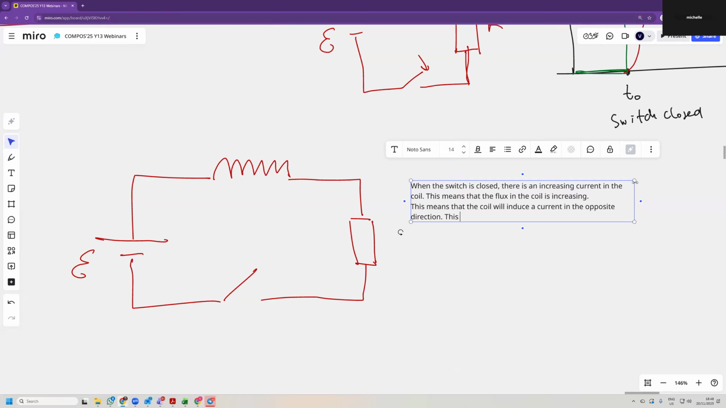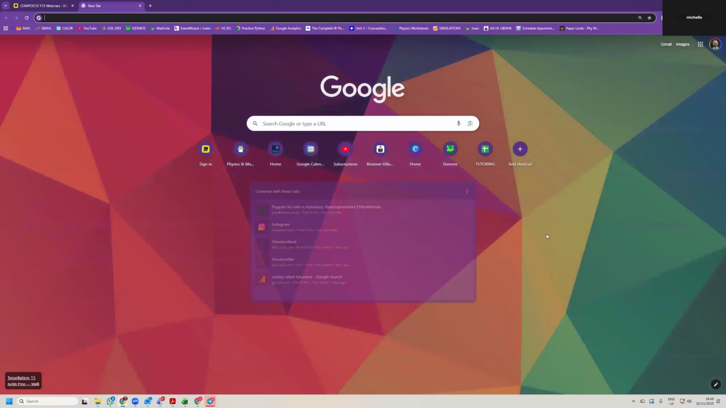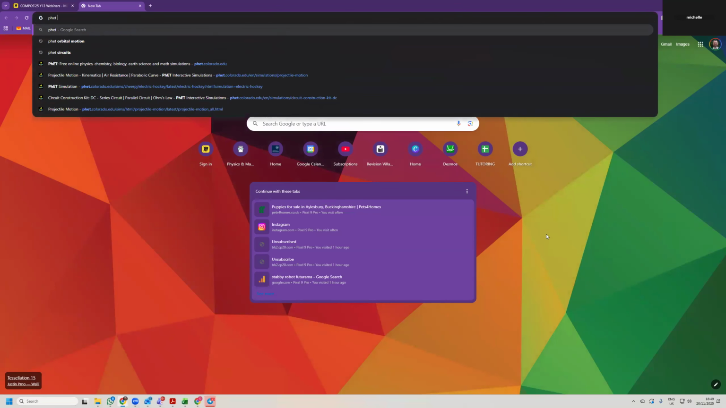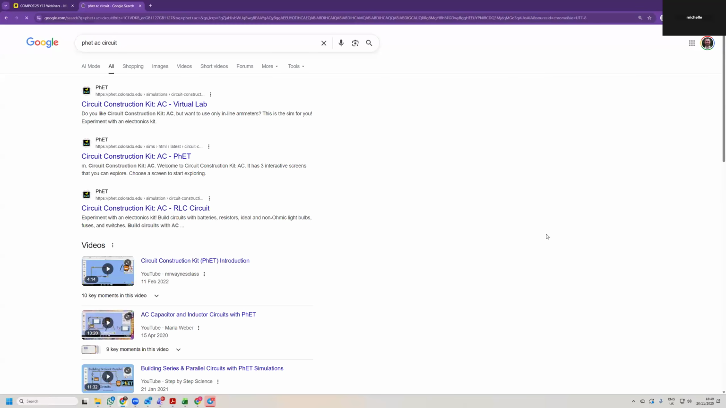This will decrease the rate at which the current is increasing. Let's look at an example. So, an AC circuit.